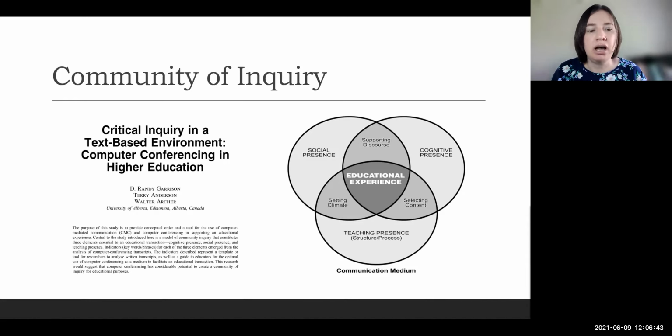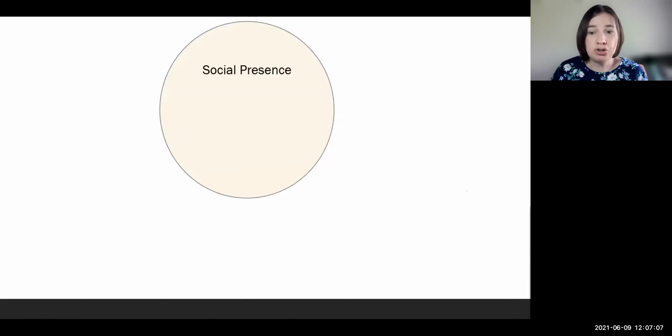Garrison and friends created this model to try to understand what goes into an effective learning experience, especially for higher learning outcomes, such as in higher education. It's a constructivist perspective. So it's based on that perspective that students are constructing their own knowledge about some activity or event or subject. So the first presence is social presence.